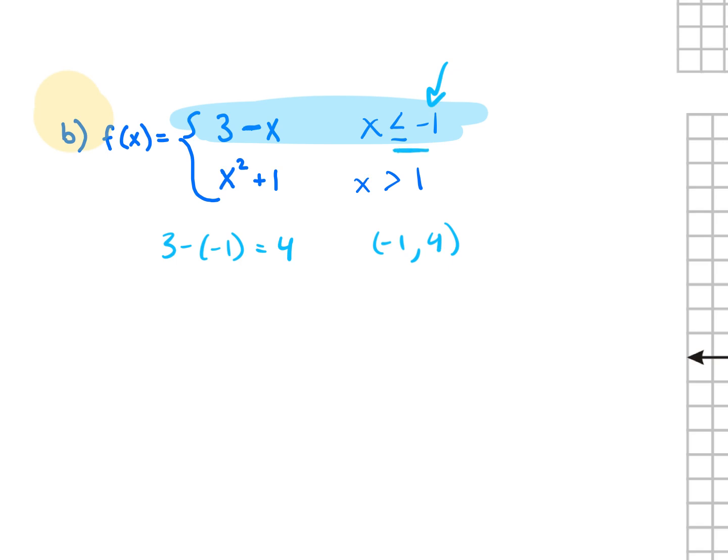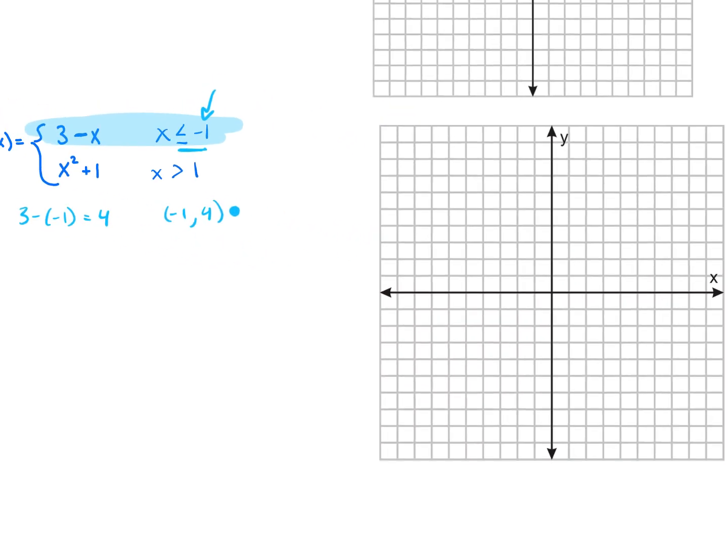At -1, since that was one of our key numbers that it tells us, is it an open or closed circle? Closed, because it's less than or equal to. That equal to means that it's a closed circle. So we're going to go on our graph to the left, -1, and up 4. Put a closed circle.